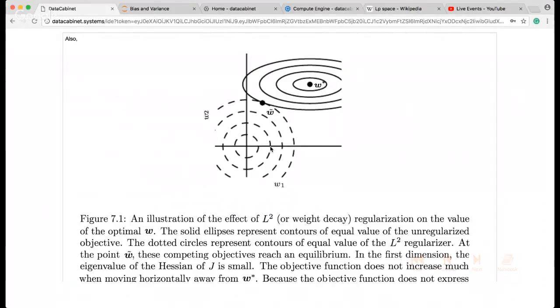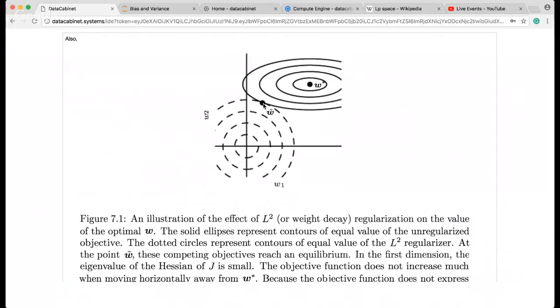Okay, so let's go here. In this one, let's suppose these dashed contours are the contours for the regularization function, each contour being an equal value of the L2 regularization function, and this is the actual cost function. Let's suppose the one above. So if you see, it will hit somewhere in W bar, right?